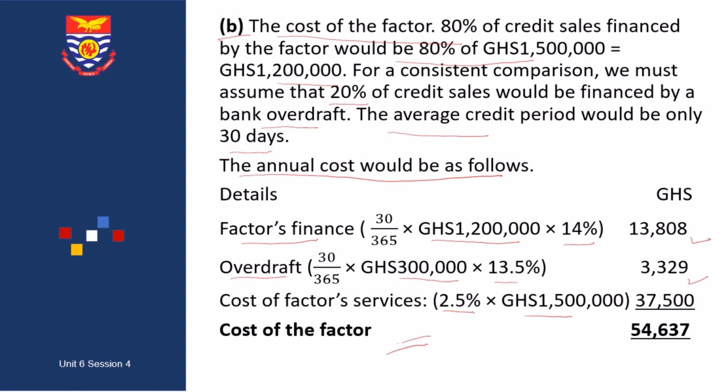So if you are to use the service of the factor, this is the total cost that the company is going to incur, which is 54,637. So if you are using the service of a factor, we are incurring 54,637. And if you are to use our own staff to collect the debt, in total we'll be incurring 62,466. So the decision is, which one is better? Should you use the service of the factor or use your own members to collect the debt? So let's see the decision rule.